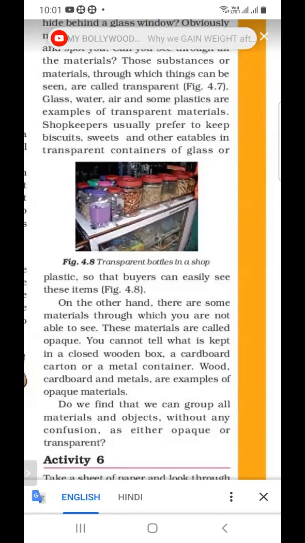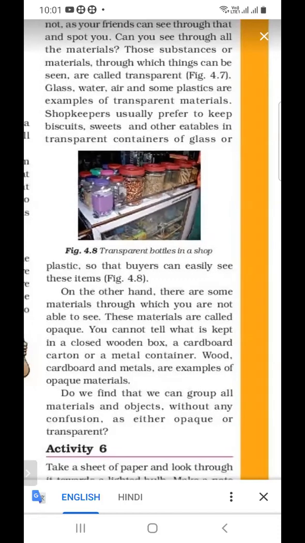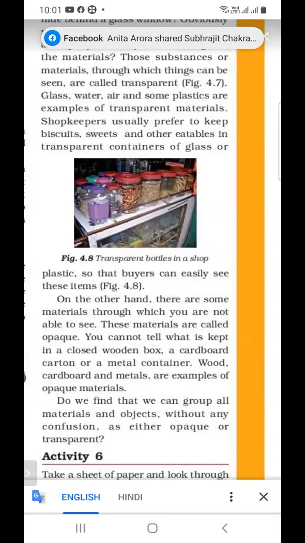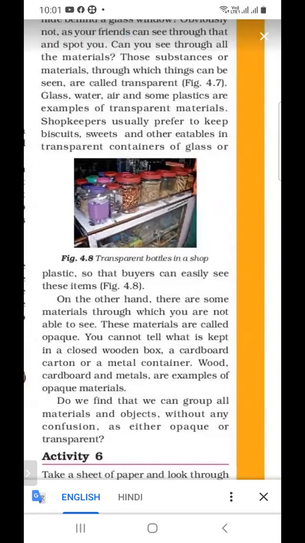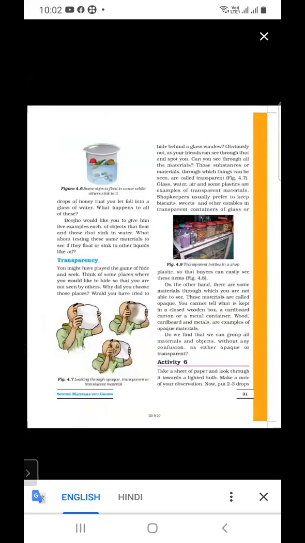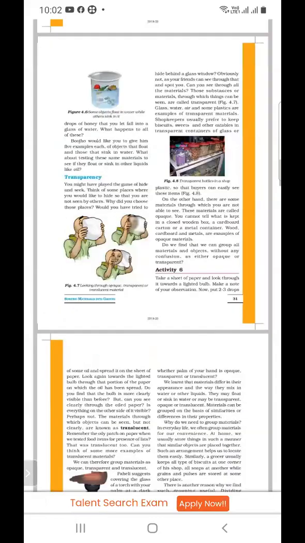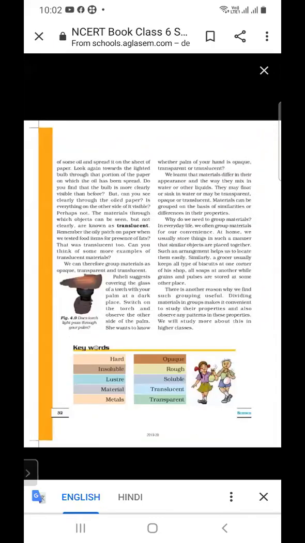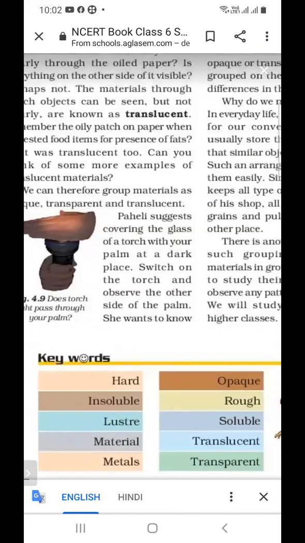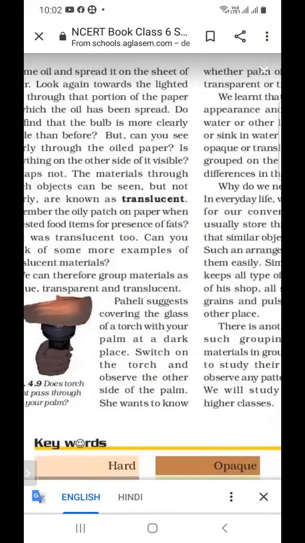First is appearance, next is lustre, next is soft or hard, next is soluble or insoluble, and next is transparency, meaning transparent, translucent, or opaque objects. So these are all properties of the material. And next, why do we use transparent bottles in the shop? So that buyers can easily see the things.